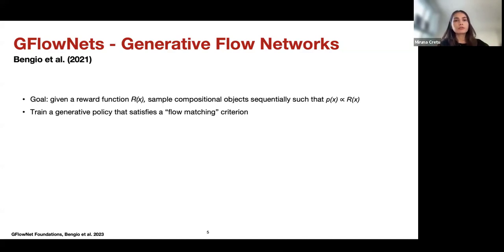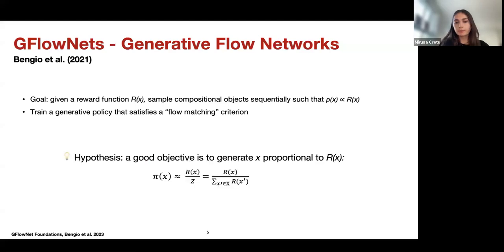criterion, which is different from flow matching in the sense of flow matching models, and I'll go into it in a little bit. But really, the hypothesis for GFlowNets and the starting point here is that a good objective is to generate objects X proportional to their reward. And this is what the GFlowNets are trying to achieve.